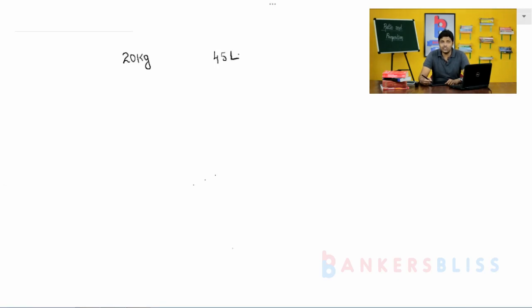So, what is the ratio between these two? Can we compare these two? This is in kgs and this is in liters. Whatever the numerical values, 20 and 45, leave that aside. Here it is kg and here it is liters. Can we compare? No, because both are not similar quantities. So, we have to compare similar quantities. We can compare 20 kg and 45 kg, or 20 liters and 45 liters.